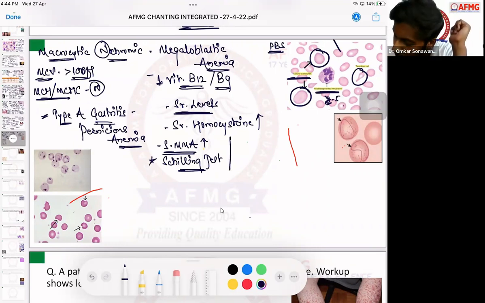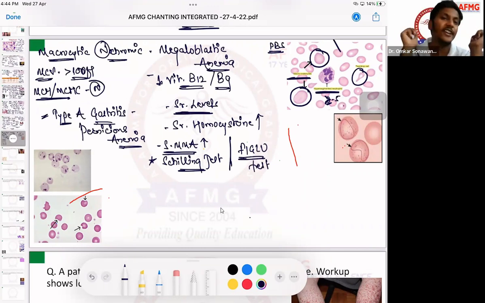Whereas if I talk about folic acid, the specific test is the FIGLU test. Okay? Learn these tests. These are important. Please remember. Now, what will be the treatment of choice? Definitely, we will give supplementation to this patient: vitamin B12 and vitamin B9, that is folic acid supplementation.